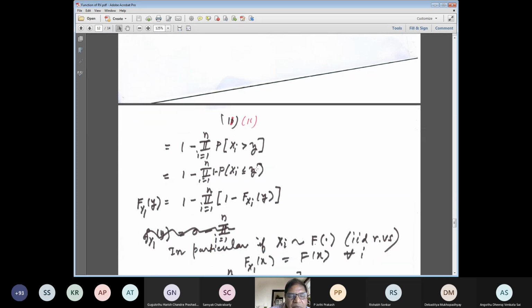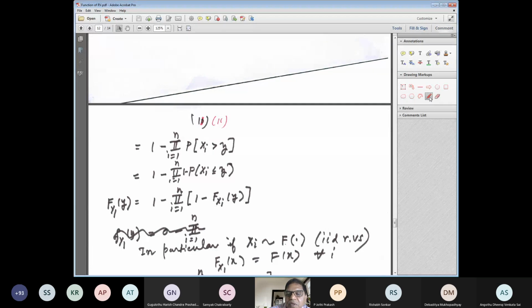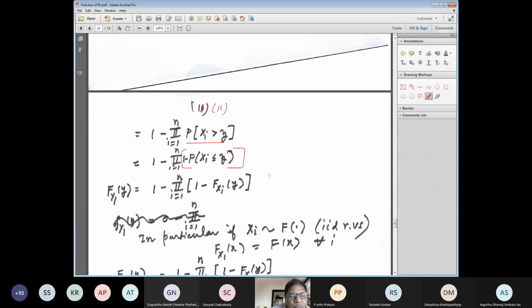This again I can write in the complementary form. So it is equal to 1 minus this expression. I have written 1 minus, so this goes into this form. This is nothing but the CDF of Xi. So 1 minus the product i equal to 1 to n of (1 minus F_Xi(y)). This is the CDF of Xi. So I just substitute.